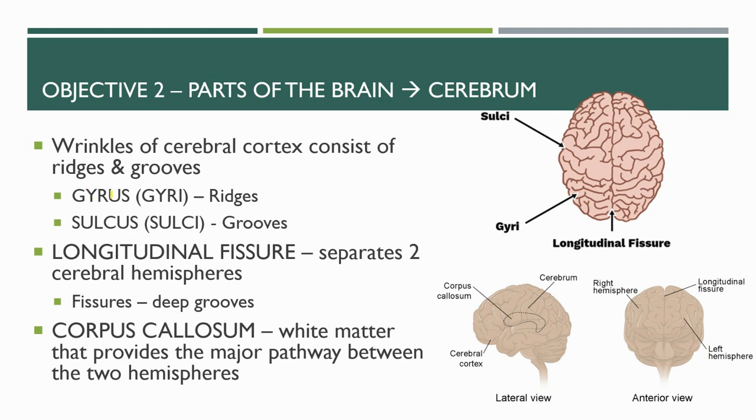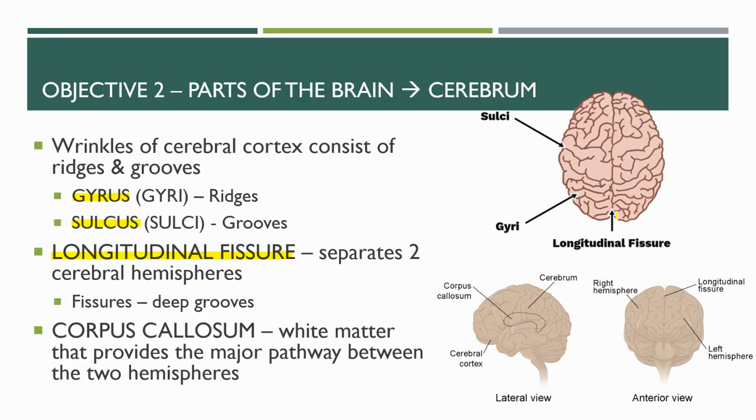So the actual raised portions of the wrinkles are known as a gyrus, or gyri for plural. And then the areas that are valleys or grooves are called a sulcus, or sulci for plural. The way I remember this is that the sulcus sinks in, or the sulci sink in, and so you have your ridges, which are the gyri, and then you have your little valleys, which are your sulci. Now there's one giant longitudinal fissure. A fissure is just a deeper groove, and so the brain is separated into your 2 hemispheres by the longitudinal fissure.